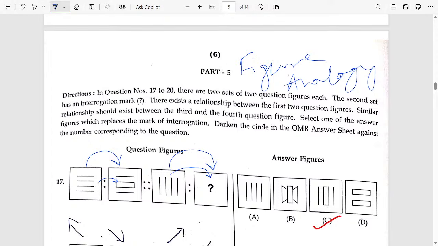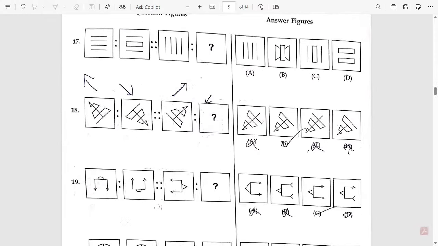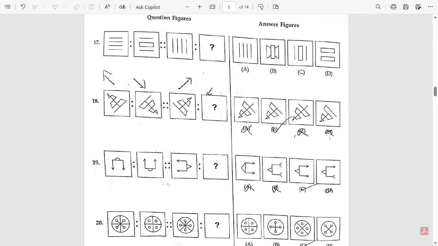So that is how we do the figure analogy. The answer for the 17th is option C. Okay, now solve the next answers. This is figure analogy, so solve the figure analogy questions.